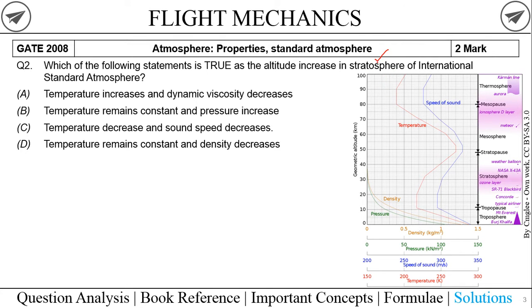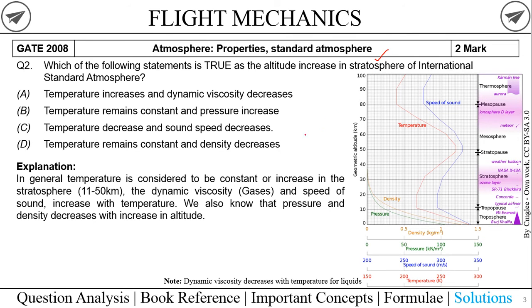So here, the stratosphere basically means the layer ranges between 11 to 50 kilometers. So here we can see it will be ranging between 11 to 50 kilometers. So this particular range is the stratosphere of the international standard atmosphere. This is the layer of atmosphere. And in this layer, we can see the temperature is either constant or increasing. So this is a scale for temperature. And here we can see it is either constant, the straight line, or increasing. So it is not decreasing.